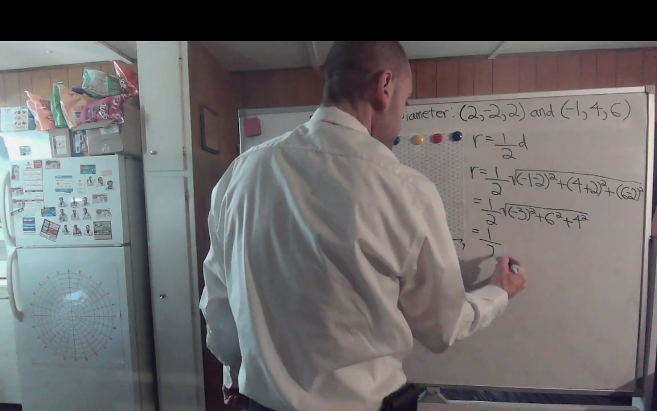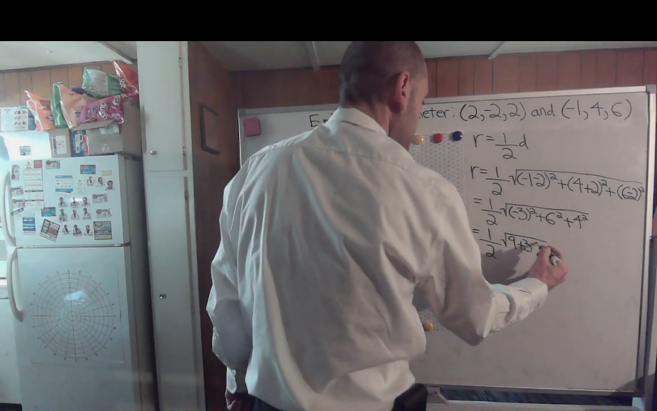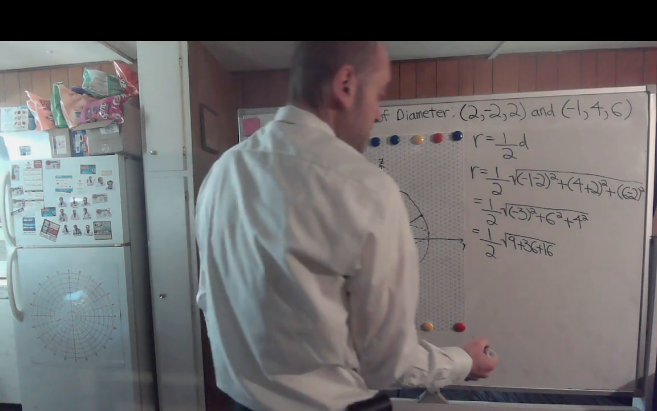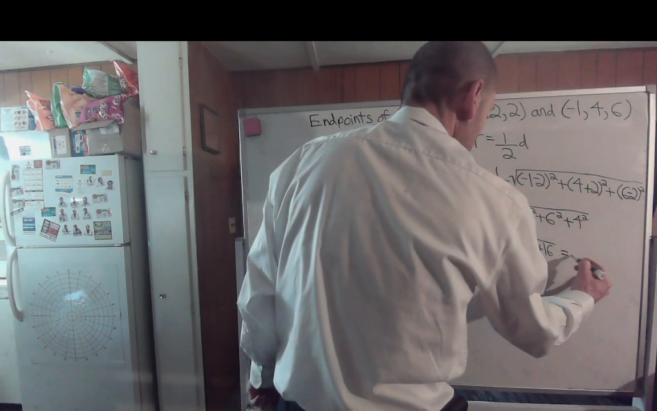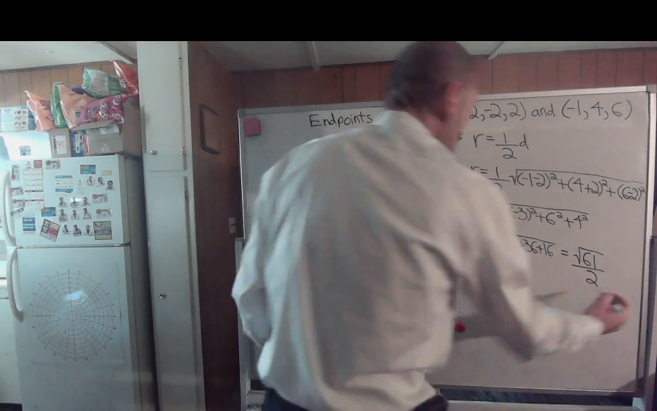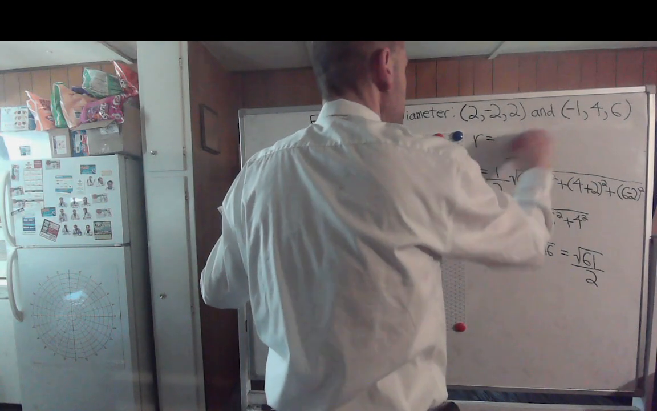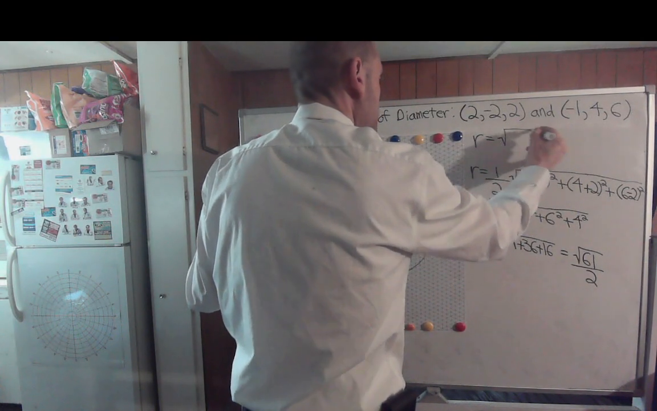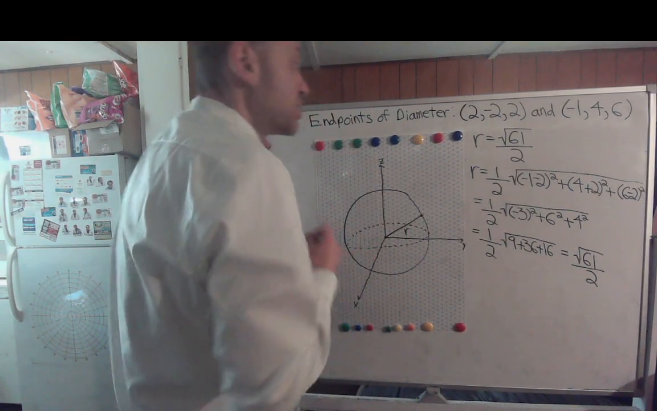So simplifying further, this would be half of the square root of 9 plus 36 plus 16. So 36 plus 9 is 45 plus 16, that equals the square root of 61. So you have a radius of the square root of 61 over 2. Not a very nice radius, but that's exactly what it is. So you have the radius being the square root of 61 over 2. Alright, so we found the radius.